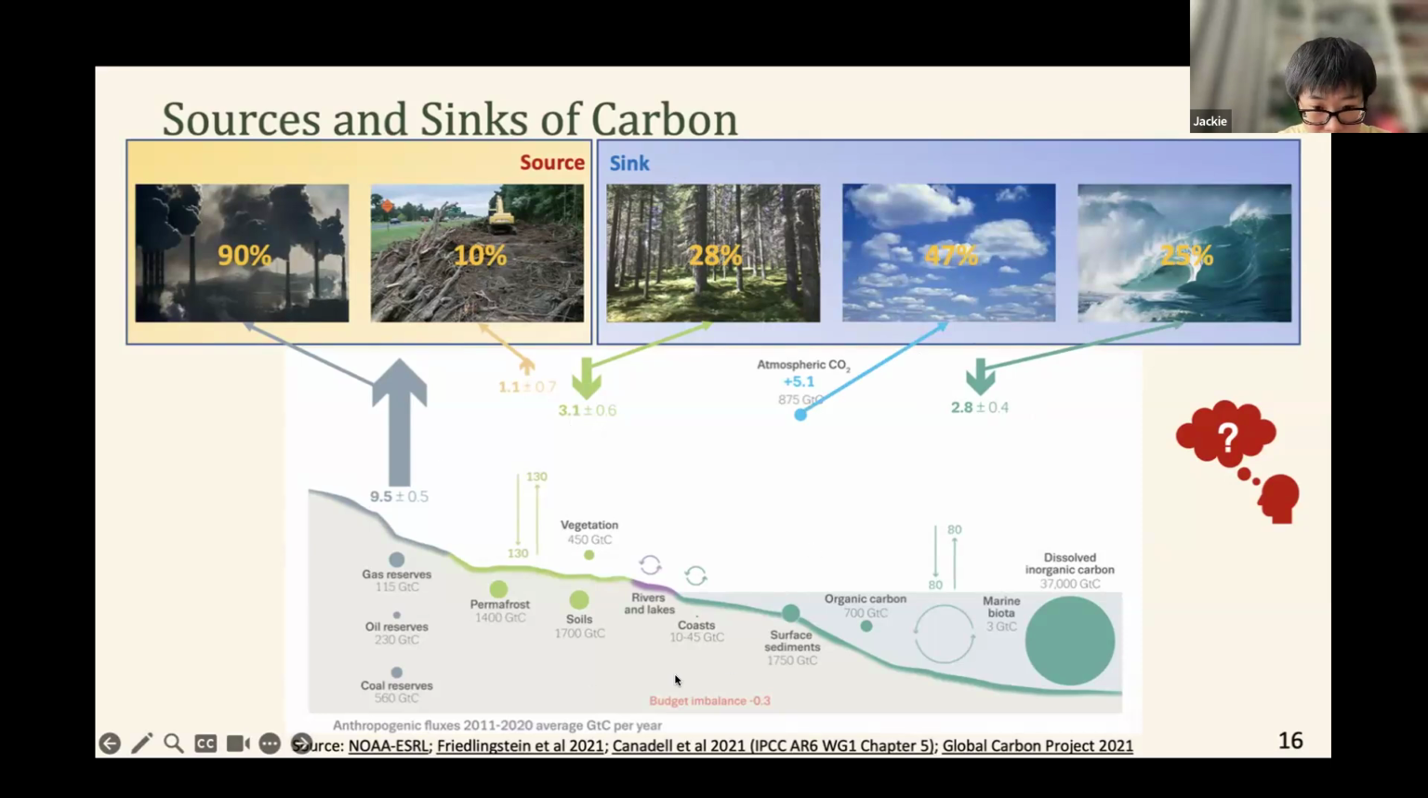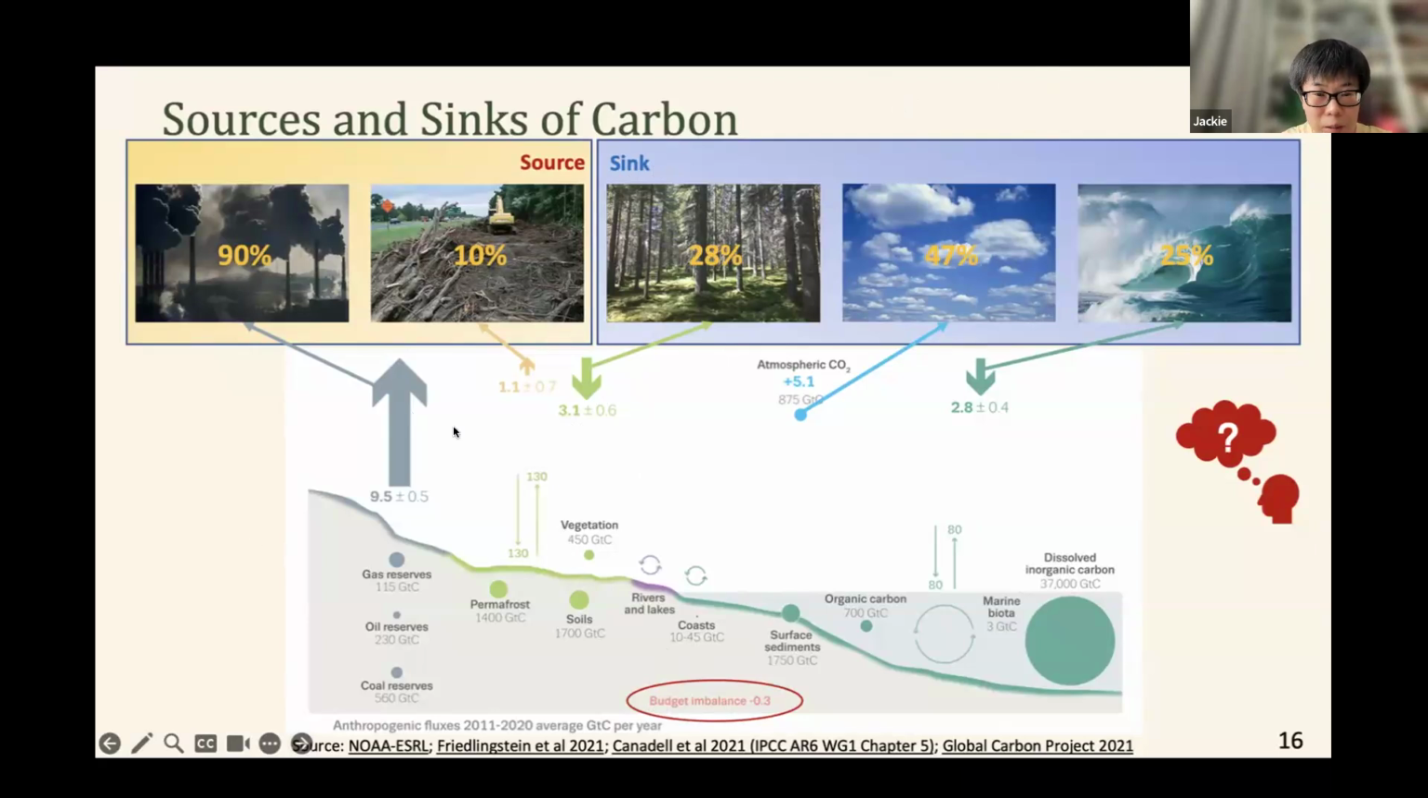However, if you pay attention to this small text here, you can see there is a budget imbalance, which is about 0.3 gigaton carbon per year. Theoretically, those sink or source terms should be balanced, but why do we still have this budget imbalance here? Anyone would like to share some thoughts? If not, I can initiate some discussion.